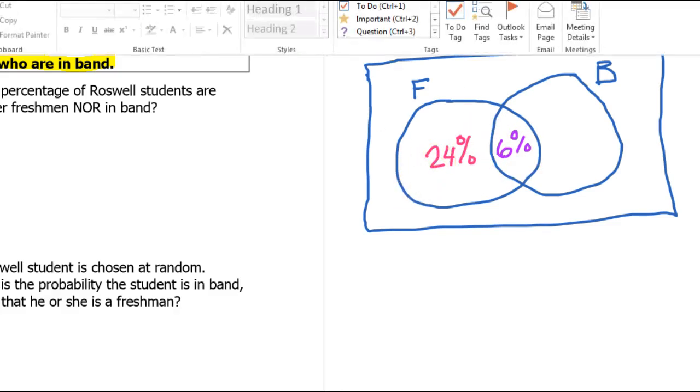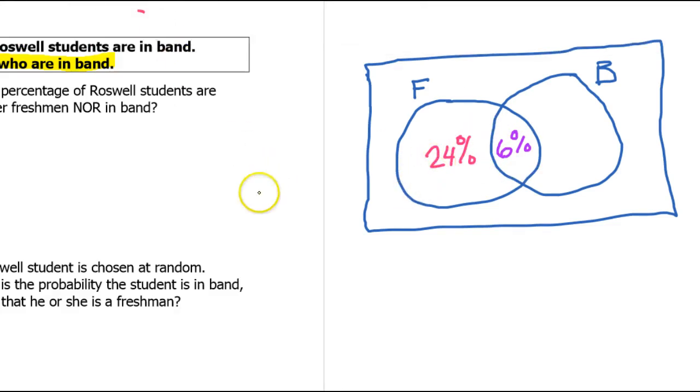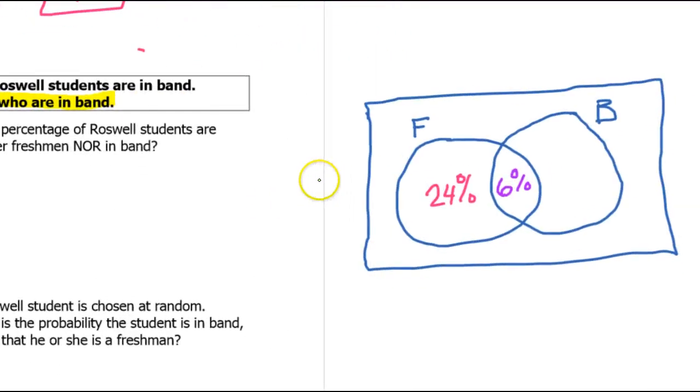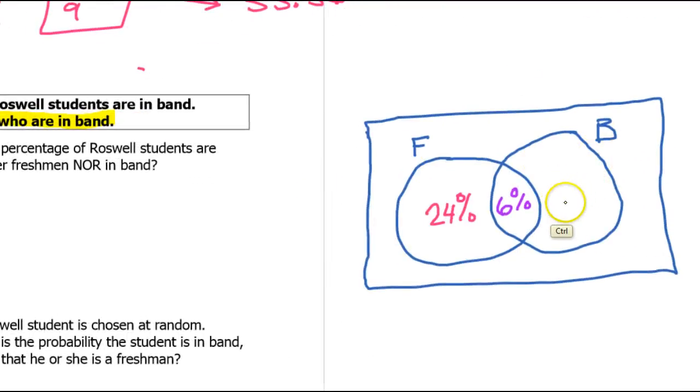Similarly, I'm randomly changing colors yet again. As far as being in band, 24% of students are in band. Okay, I'm not going to put a 24 right here. I already have a 6. So this must be, what, 18%. Because 18 plus 6 is 24. So this is a total of 24% if I put these together. That's why we always put the overlapping number first, so we can know how much is left over for the outer part.